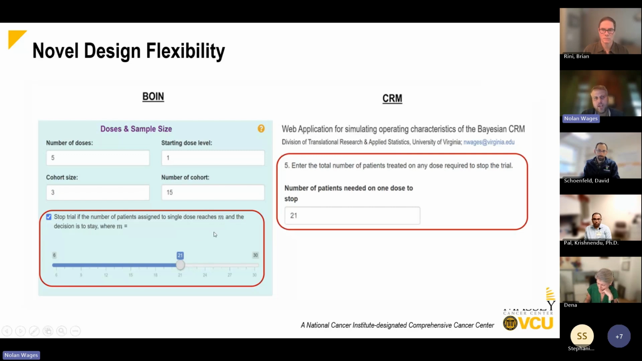So one of the advantages of these designs, among others, is that you will in the end have more than 6 patients treated at your MTD, and you can have more precise estimates of what the DLT rate is at that dose level, and probably have more precision and more confidence that that is your MTD.